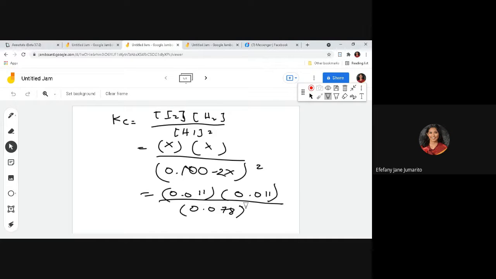That is squared. Now, calculator. 0.020. So your Kc is equal to 0.020.